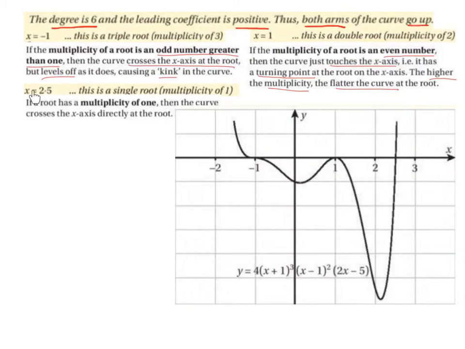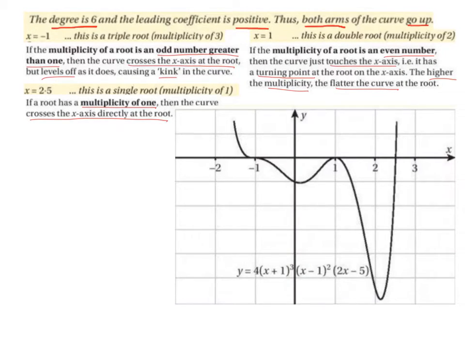Okay, so we also found x to be equal to 2.5. This is a single root with a multiplicity of 1. If a root has a multiplicity of 1, then the curve crosses the x-axis directly at the root. So we go to 2.5 on our x-axis, which is around here, and we have to cross our x-axis directly at that point. So it goes right through the x-axis, and then we're left with our arm shooting up into the air. So we know that both arms go up because we had a 4 in front of our function and it was positive.